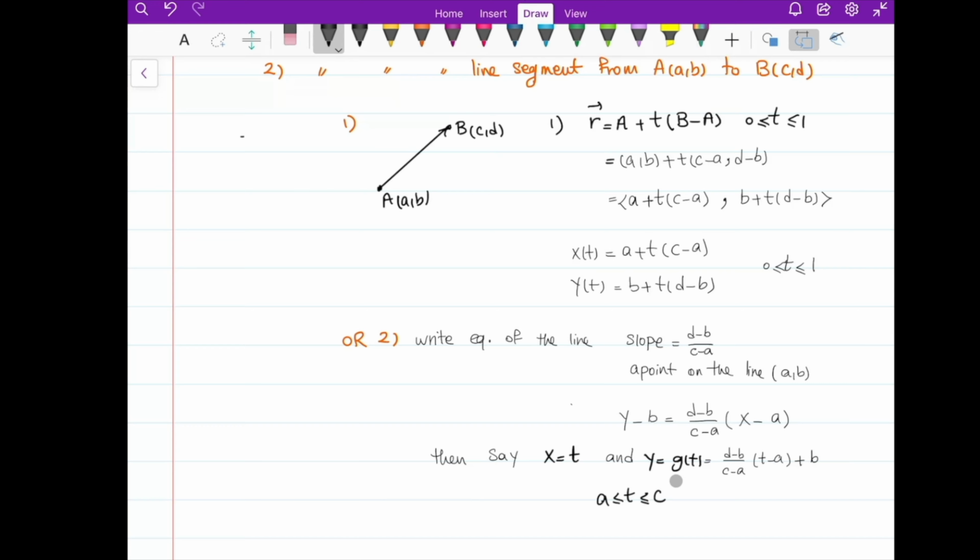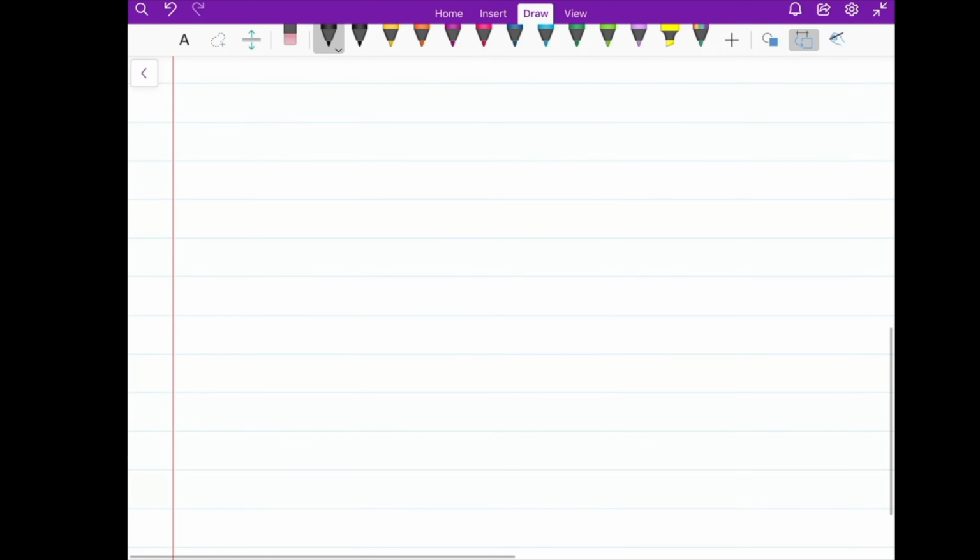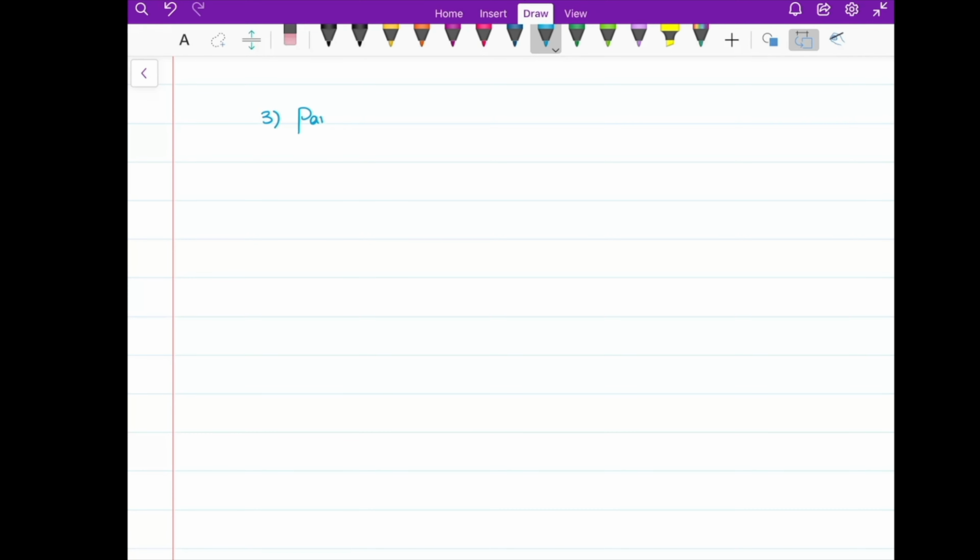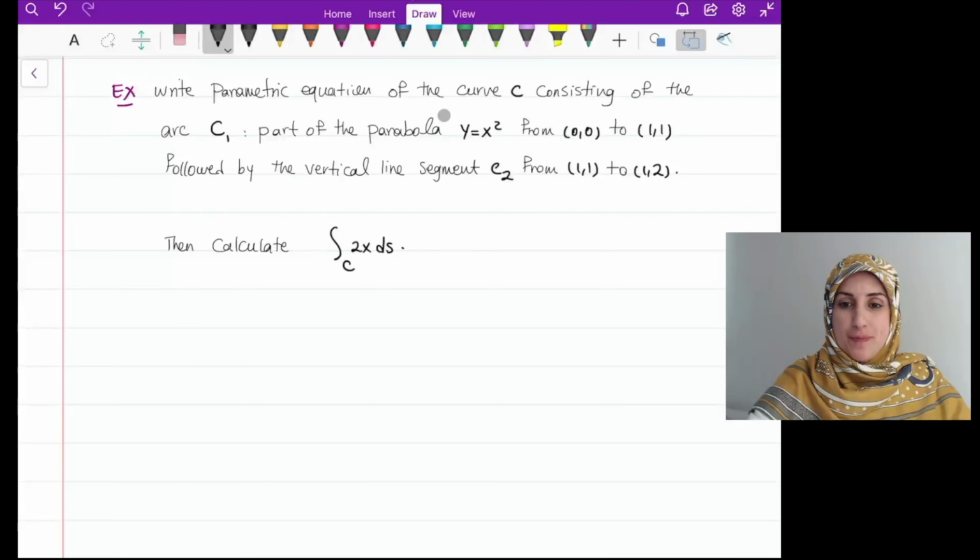And then the third equation that we are going to parameterize would be number 3 actually. So we're going to write a parametric equation for the function y equals f of x. For that, just let x be the parameter t and y be f of t.